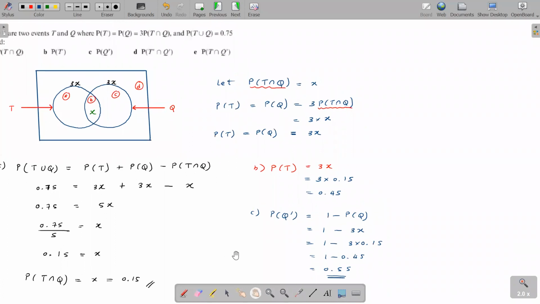All right, guys. So part D, probability of T dash intersection Q dash. So for this, we can go with our traditional way. You can try some creative way. That's also fine. So I'll go with the method that I taught you all. So probability T complement means the regions outside of circle T. Outside of circle T, we have CD. Right, guys? And then Q dash. Q dash means the region outside of circle Q. So inside circle Q, we have BC. Outside circle Q, we have A and D.